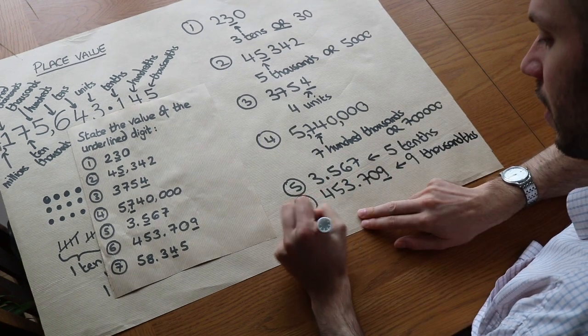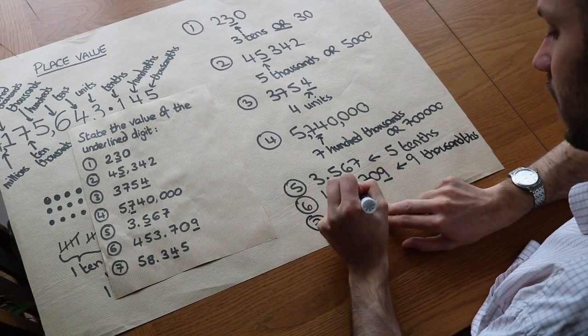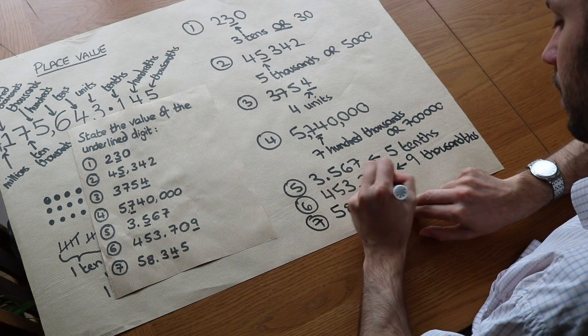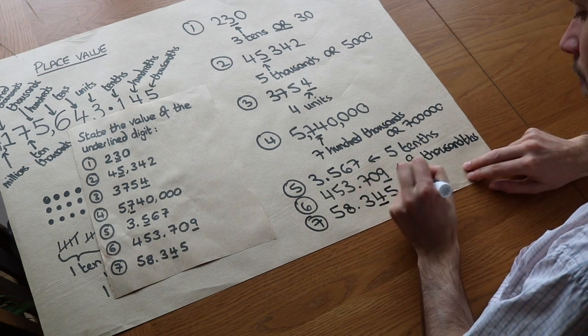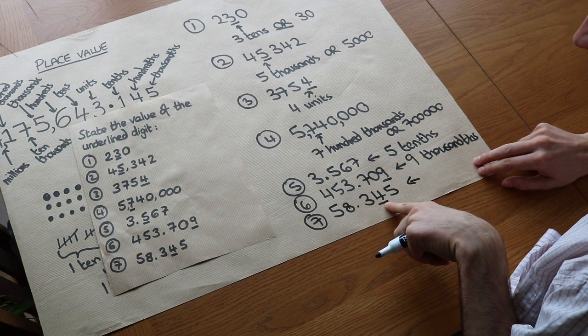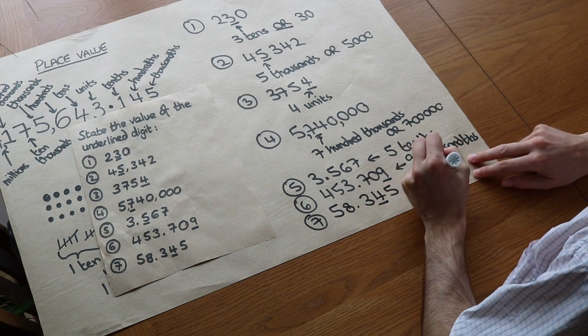And then finally, we've got 58.345. And we want to know the value of that 4. Well, that's a tenths digit, and that is the hundredths digit, so it's worth 4 hundredths.